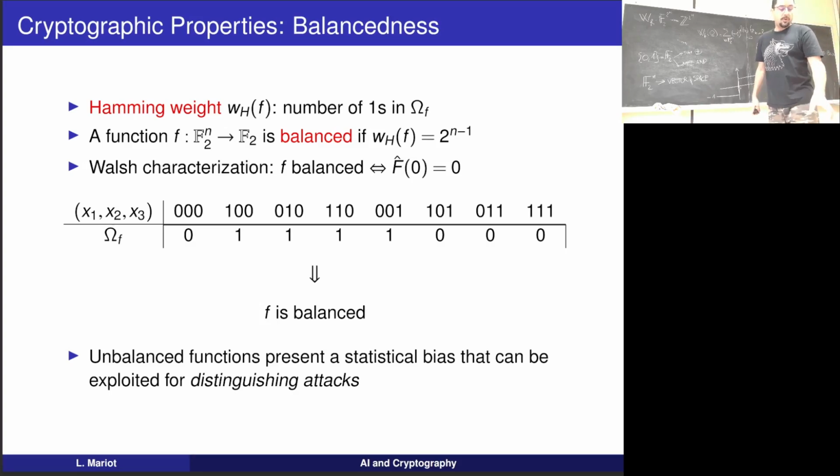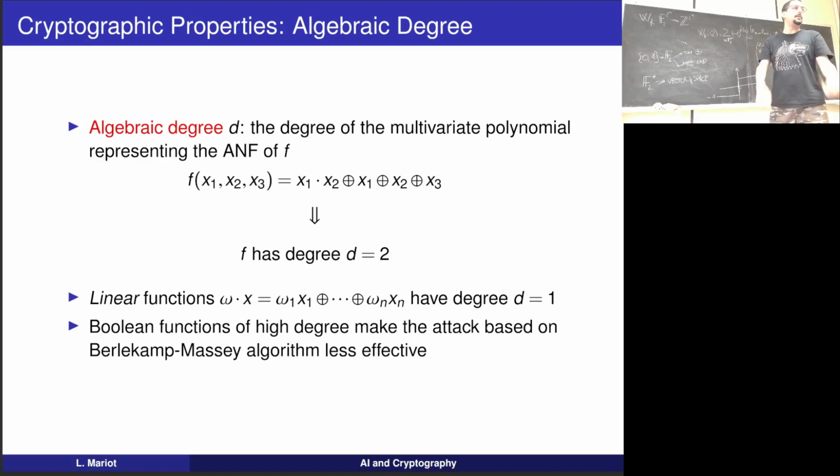The second one is the algebraic degree, which we already defined before. It's basically the degree of the polynomial that defines the algebraic normal form. So here, for example, in this ANF that is different from the previous example, we have x1 x2 plus x1 plus x2 plus x3. The degree will be 2 in this case because we have this monomial that has degree 2, since it is multiplying 2 different variables. Linear functions, like we said, are those that have degree 1 instead.